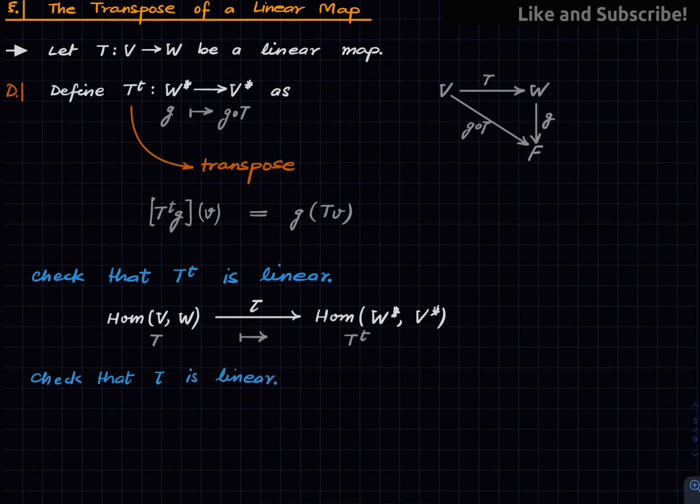Tau is a map from a linear space to another linear space, or as we call it, a vector space to another vector space. And it is thus legitimate to ask if it is a linear map, and it is indeed a linear map. I don't think there's any problem here, because there shouldn't be any problem. So this is a linear map. All right.